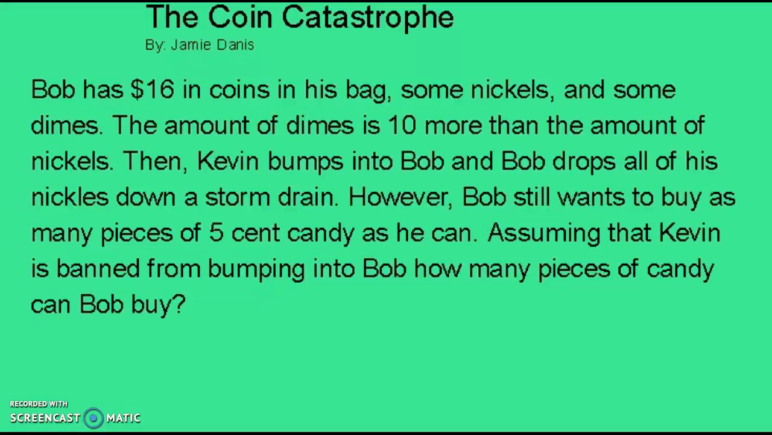Bob has $16 in coins in his bag, some nickels and some dimes. The amount of dimes is 10 more than the amount of nickels. Then Kevin bumps into Bob, and Bob drops all of his nickels down a storm drain. However, Bob still wants to buy as many pieces of 5-cent candy as he can. Assuming that Kevin is banned from bumping into Bob, how many pieces of candy can Bob buy?